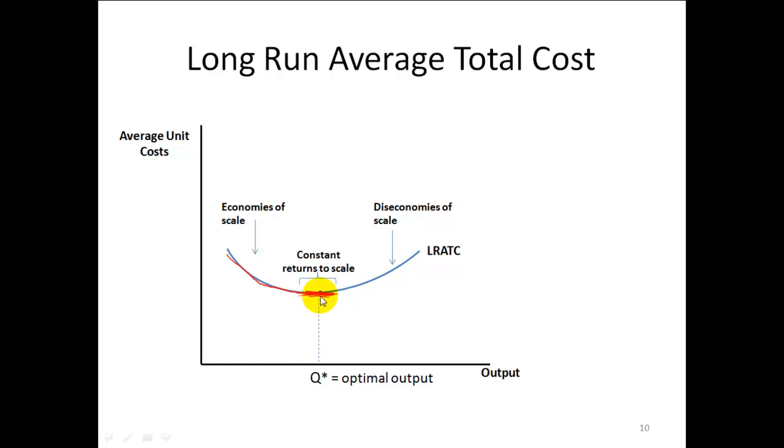And as you keep producing more, your average cost starts going up. So here we are inefficient. Economists call this region the region where we have diseconomies of scale. And the region on the left is the region where we have economies of scale. So economies of scale means that as you are producing more, your average unit cost is going down. If you have a region over here where the average unit cost is remaining constant, then we say that in this region we have a constant return to scale.